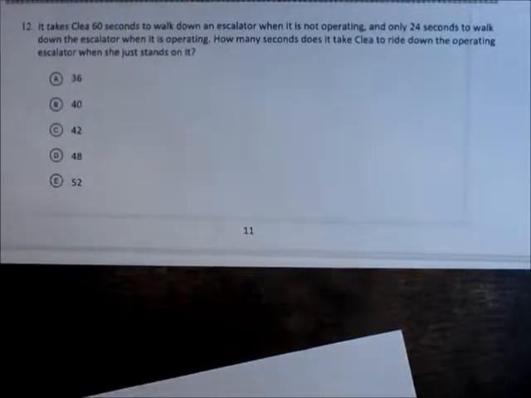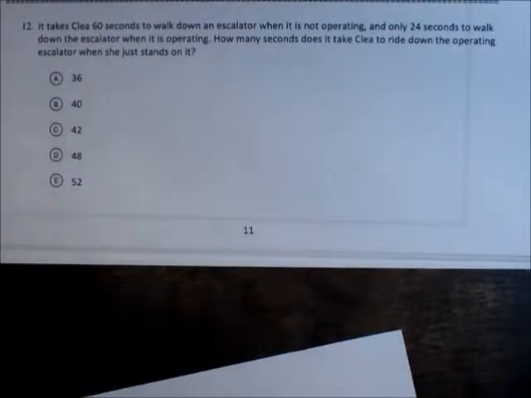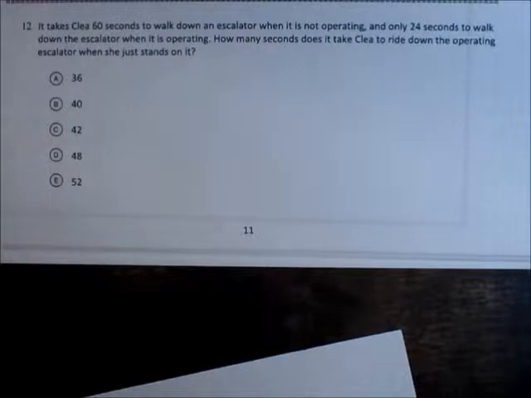12. It takes Clea 60 seconds to walk down an escalator when it is not operating, and only 24 seconds to walk down the escalator when it is operating. How many seconds does it take Clea to ride down the operating escalator when she just stands on it? So operating just means it's moving versus not moving.